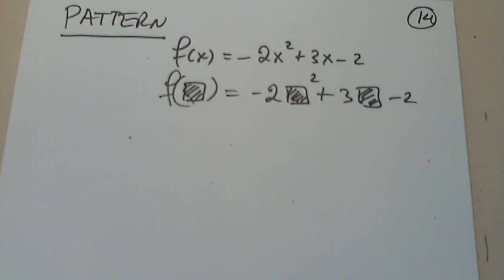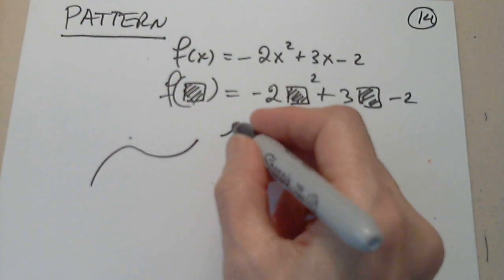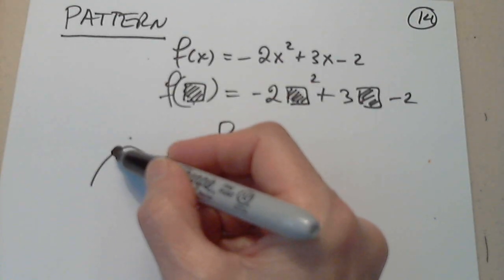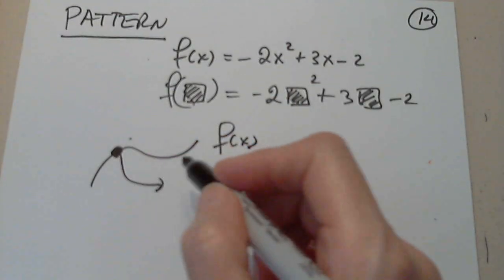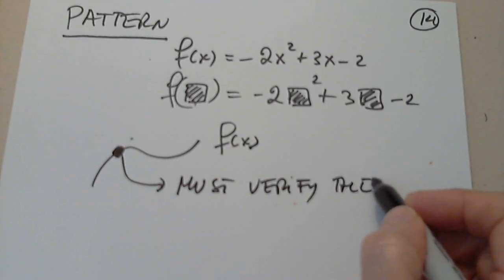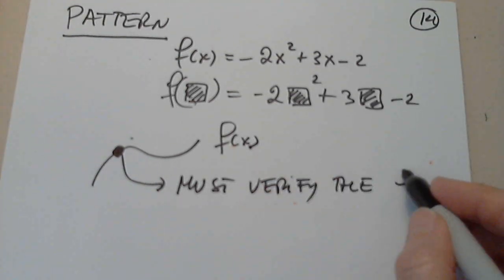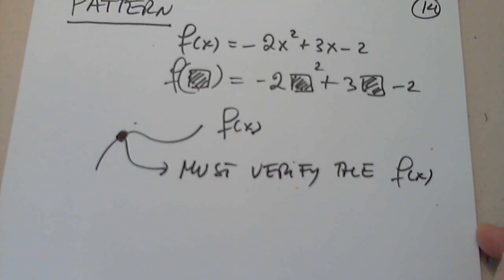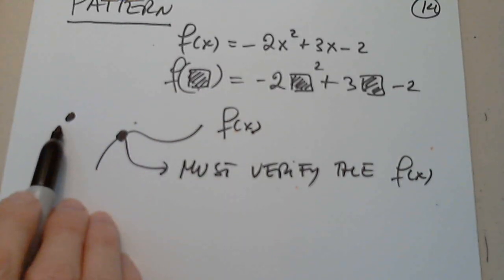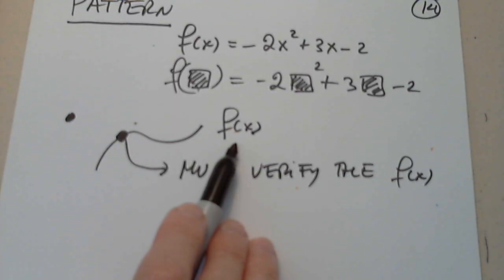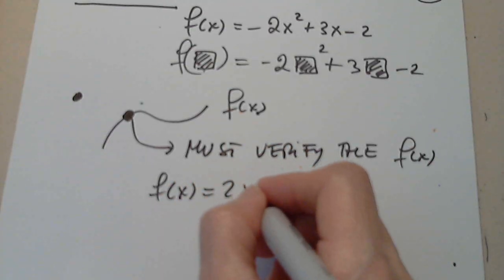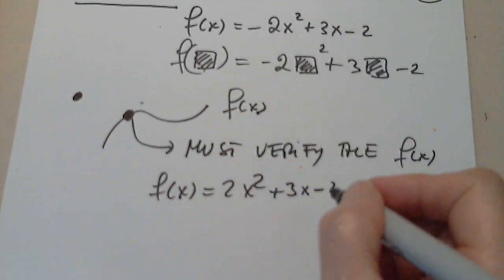Now, if this is the graph of a function, any point on the graph has to verify the equation. Must verify the function or the expression f of x. If a point is out here, not on the graph, this point will not verify f of x. Meaning, here's an example. Let's say f of x equals 2x squared plus 3x minus 2, a different problem.